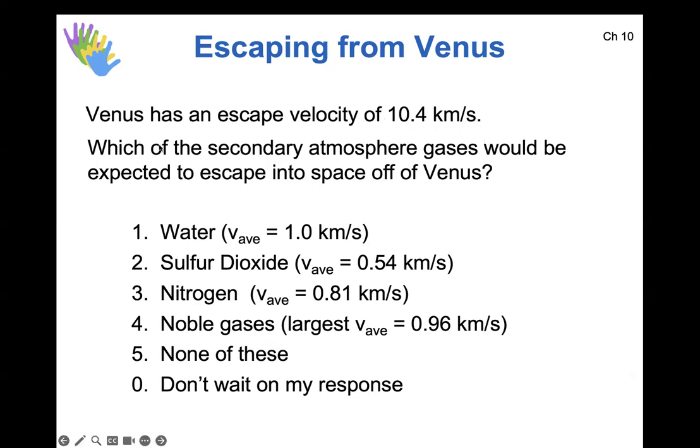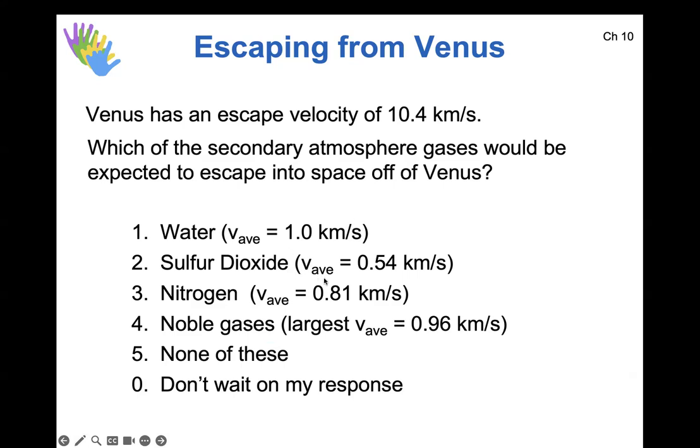All right. So, which of the secondary atmosphere gases would be expected to escape into space off of Venus? Good question to start thinking about this stuff. So, of all the secondary components, water, sulfur dioxide, nitrogen, noble gas, which of these do you think would be able to escape into space? Ace was on it. It helps that they actually literally put the numbers, right?